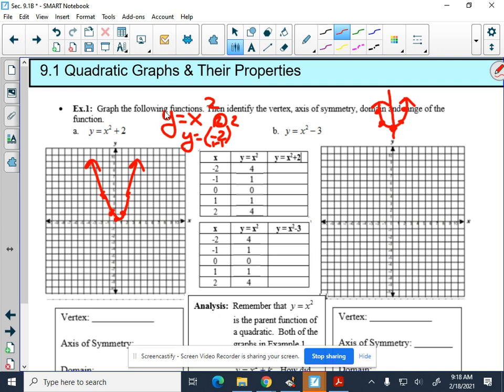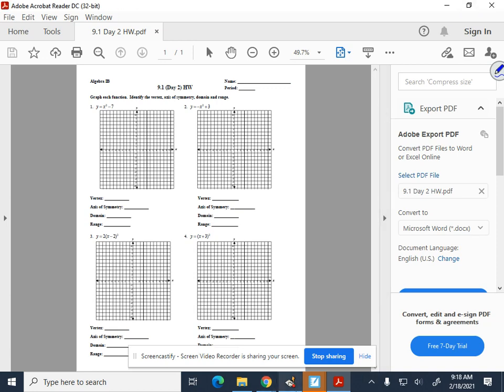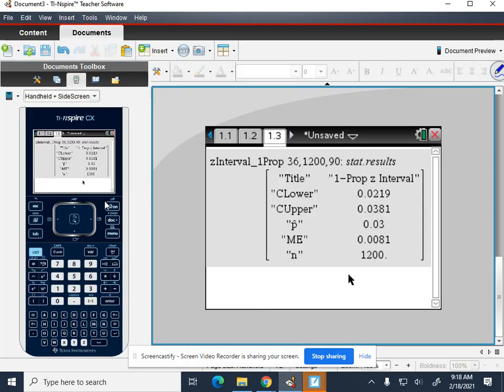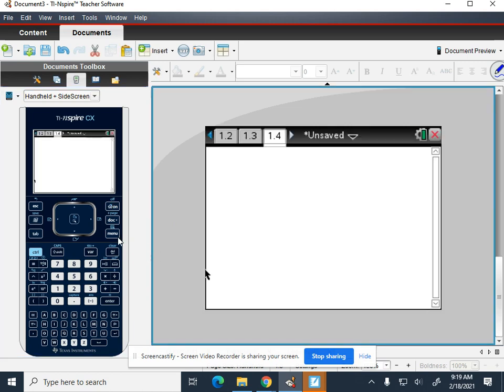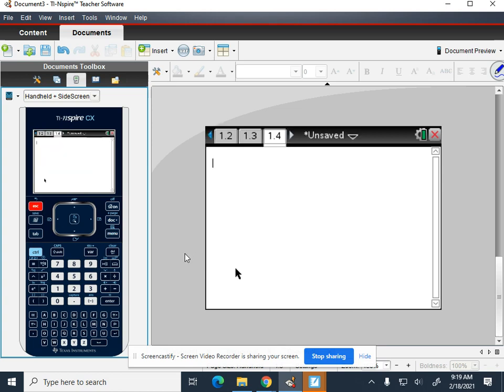Okay, now this next one says y equals x squared plus 2. So I'm going to take this equation and use our calculator. And I'm going to put in -2 squared, but then the equation says add 2. So it's x squared plus 2. The -2 squared will still be 4. And when I add 2, I should get what?